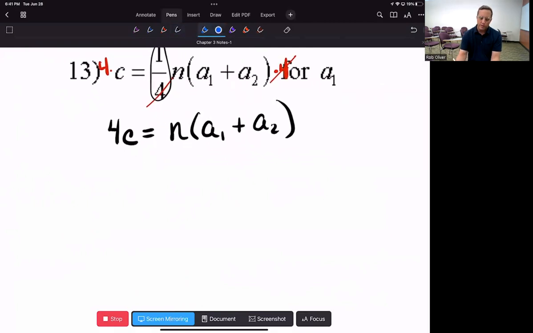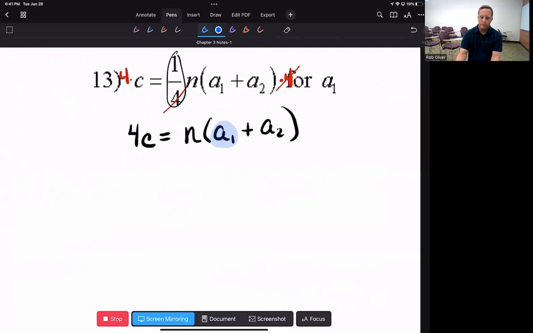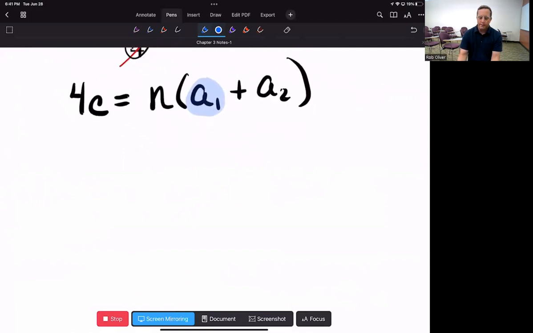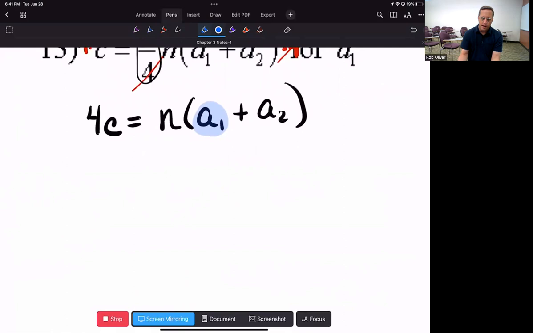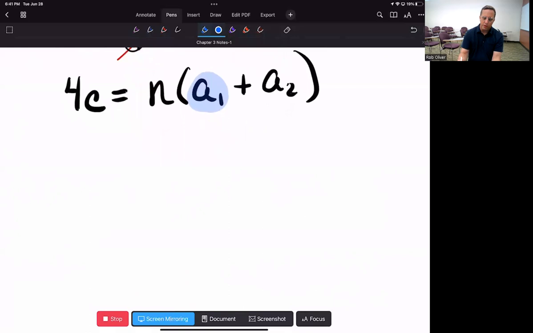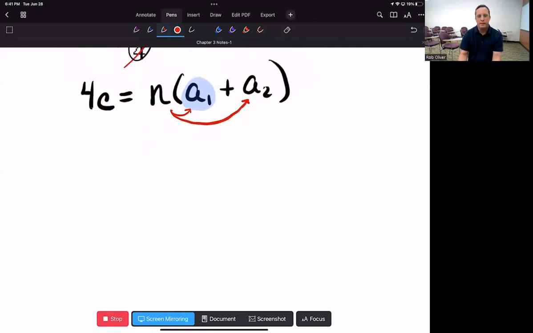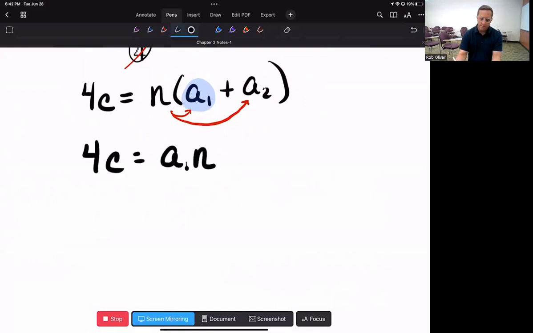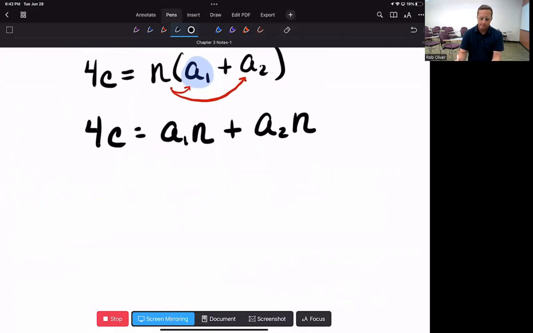Our goal is to get a1 by itself. There are a couple of different things we could do here, but let's distribute, which is a way to clear the parentheses out. So we're going to get 4c equals a1n plus a2n.